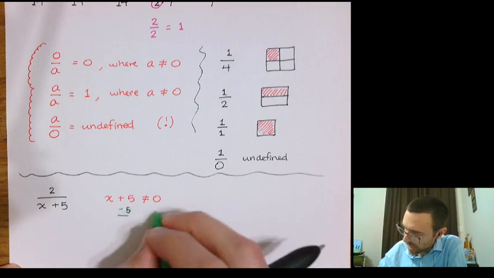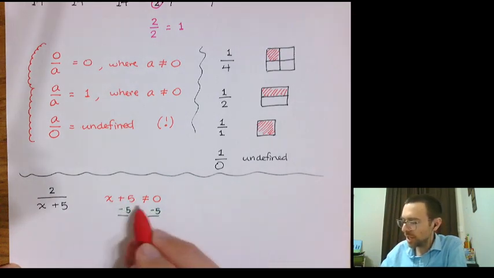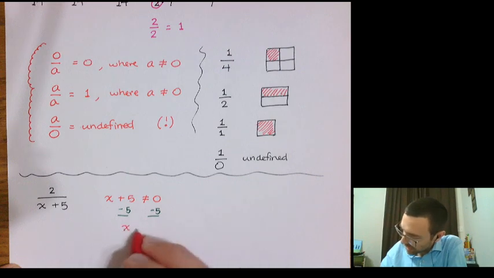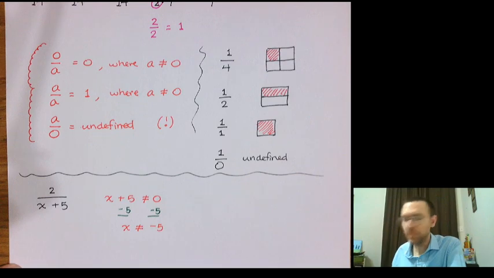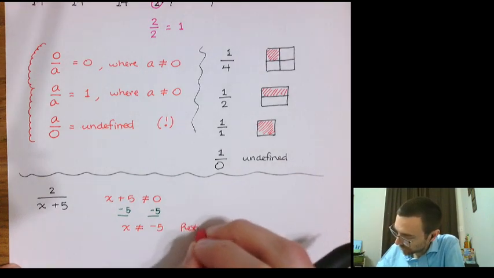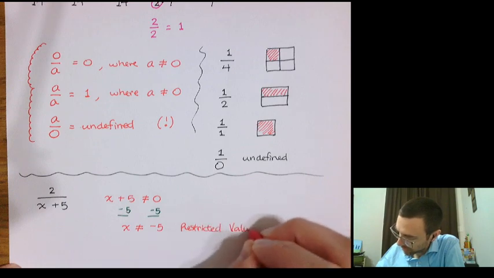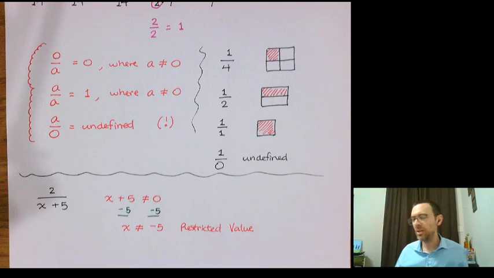So you can solve this just like you would any other normal equation. If you subtract 5 on both sides, that means that for x plus 5 to not equal 0, x is not allowed to equal negative 5. And so this negative 5 here is what we call a restricted value. And again, that's stuff that we've gotten into in our class, and if you haven't gotten there, if you're just starting out early on in the fractions, you will get there.